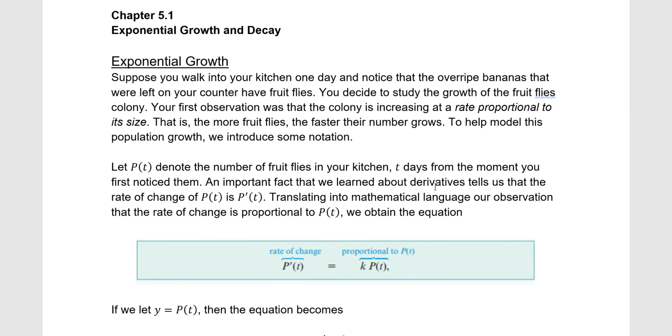Chapter 5.1 is exponential growth and decay. So starting with exponential growth. Before we get into the notation, let's go over just an example of this.